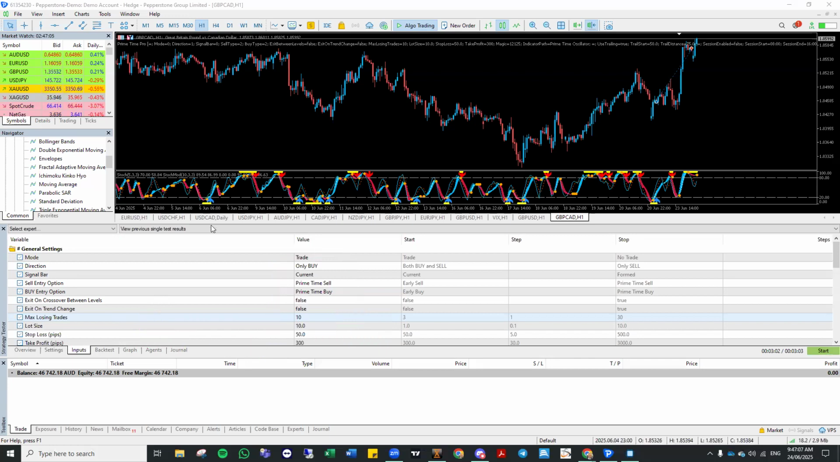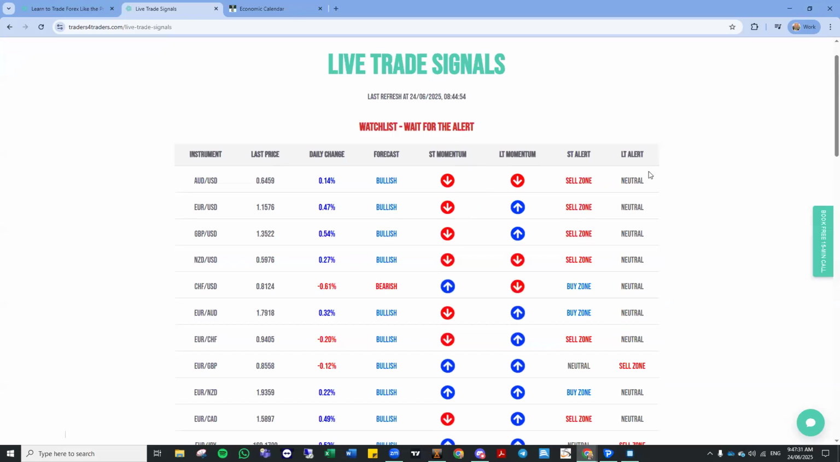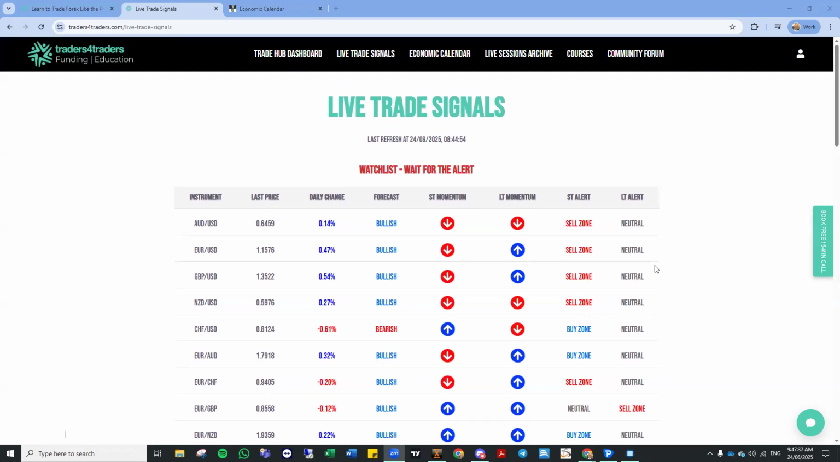And if you find some settings that are working for you on a particular instrument, then that's the time to start sharing it with the rest of the team, or yourself if that's the case. So that's where we are. What you can do here is a little bit of experimentation, but it's really about confirming how this works and how it lines up perfectly with the live trade signals themselves.